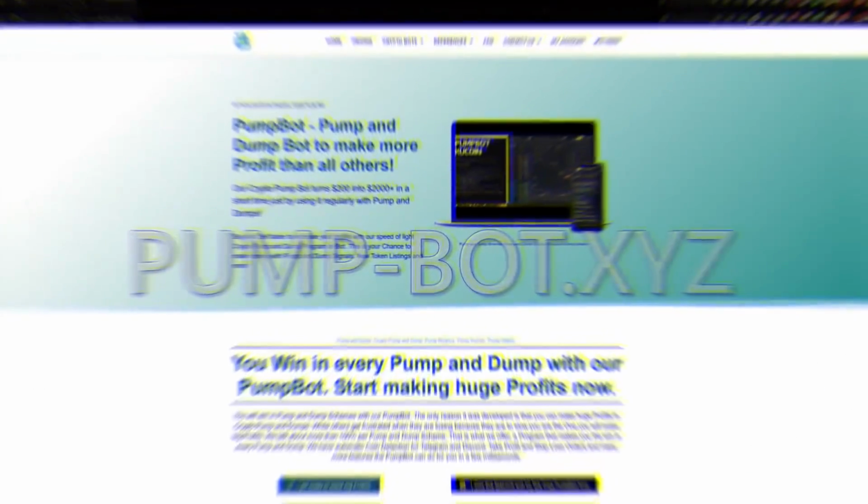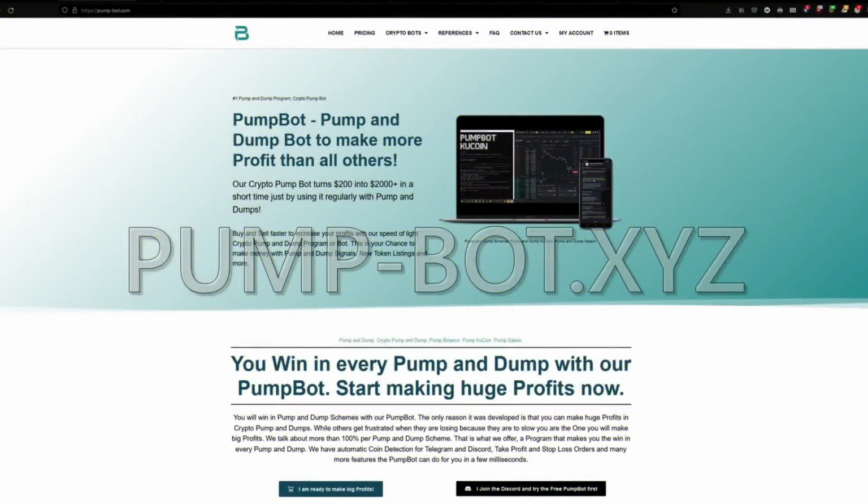Hello guys and welcome. Today we are going to show you a complete guide to PumpBot so you can use it to its full potential.